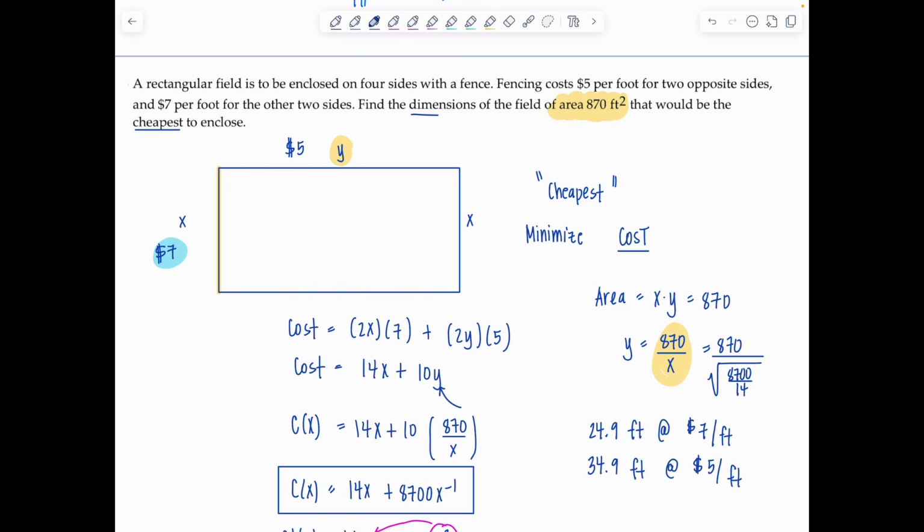So they just wanted the dimensions. So really, you know, you have 2 times this and 2 times this that make up the perimeter, right? Okay, good. But they just want the dimensions. So it needs to be 24.9 by 34.9. These are the dimensions. And then you give the cost for each of them because we came up with x and y. And obviously, it makes sense. The more expensive side, we do less of. Boom.